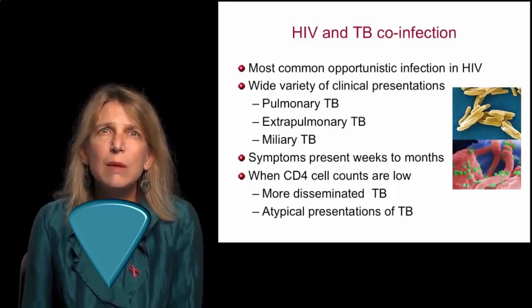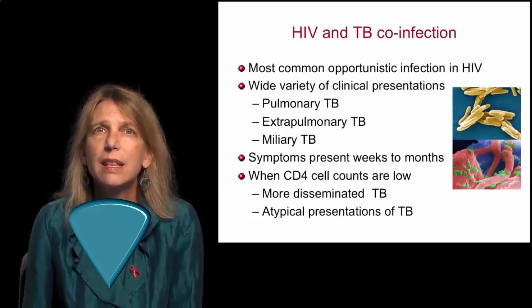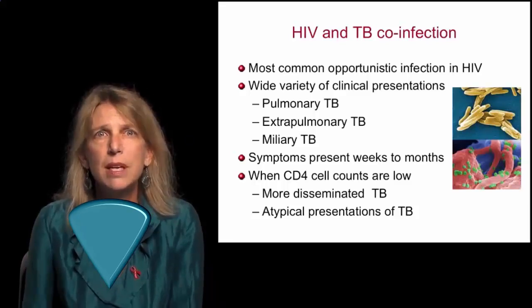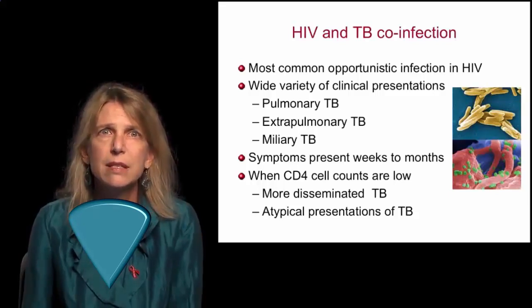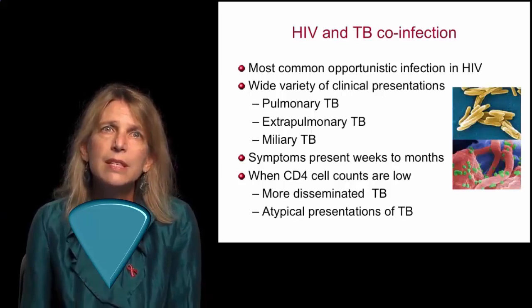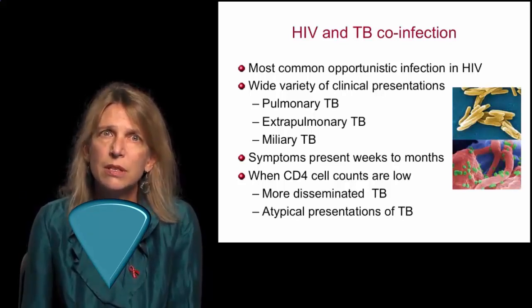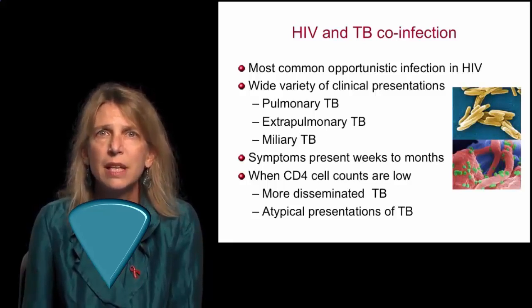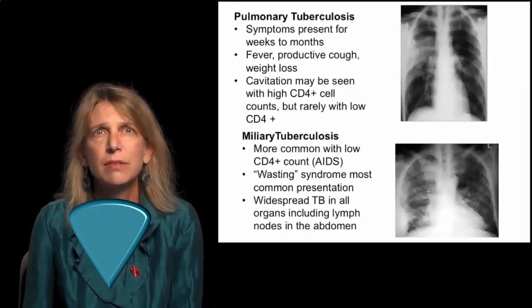Tuberculosis is the most common opportunistic infection that occurs during the course of HIV. There are a wide variety of clinical presentations. These can include pulmonary TB, extrapulmonary TB, and miliary tuberculosis. The symptoms are usually present for weeks to months. When the CD4 cell counts are low, we see more disseminated tuberculosis or atypical presentations of TB. Let me show you pictures of a few of these types of tuberculosis.